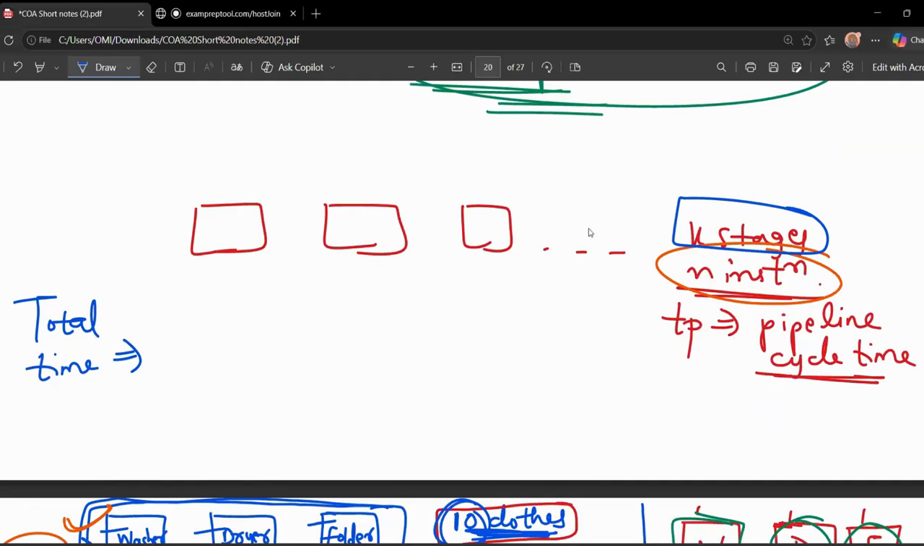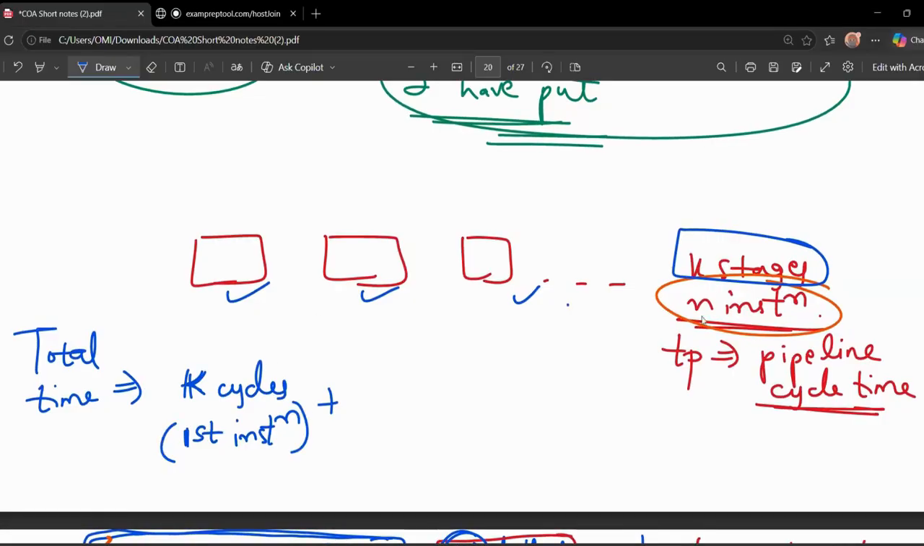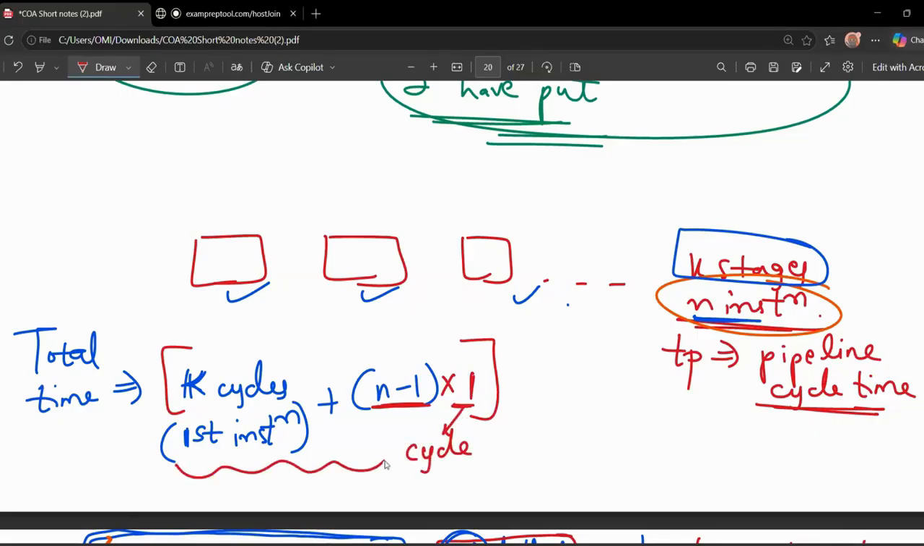Similarly, in this case, how many cycles will the first instruction take? The first instruction has to go to each and every stage, so k cycles for the first instruction. Plus, how many instructions are left? n minus 1. The rest of the n minus 1 instructions will take one cycle each, because after that, in each cycle you will get a different instruction. So this is the total cycles in case of pipeline.